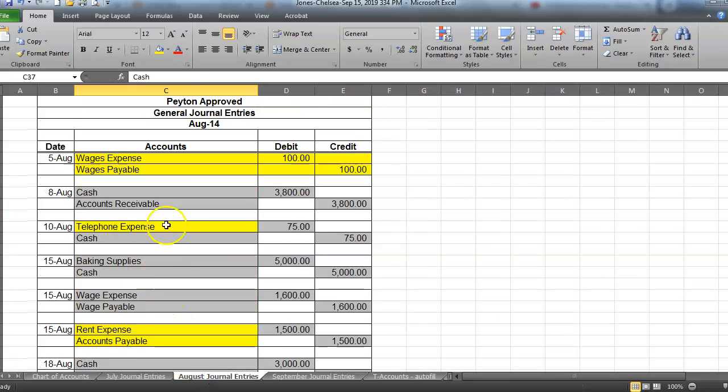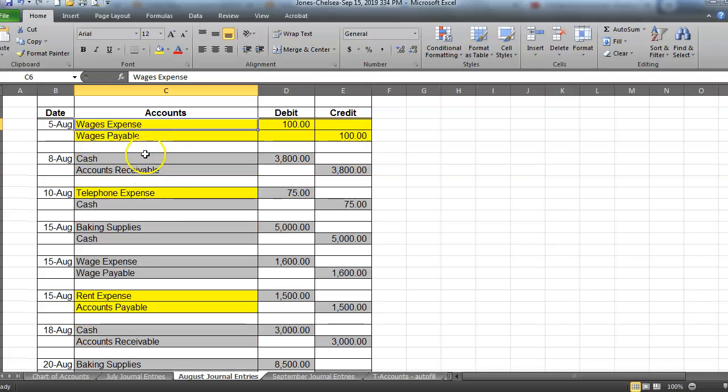When I look at your August, I see similar problems here. Again, you've already incurred the expense. So all you need to do is reduce the liability and reduce your cash, which I don't see happening here. In this case, the same thing is going on. You've already incurred the expense for telephone. All you need to do is remove the obligation. Cash on here, in this case, looks good.